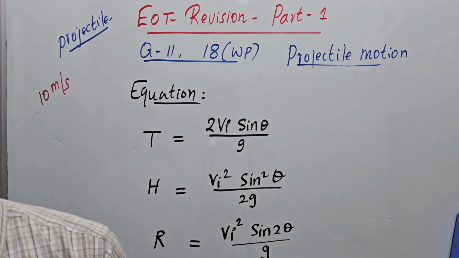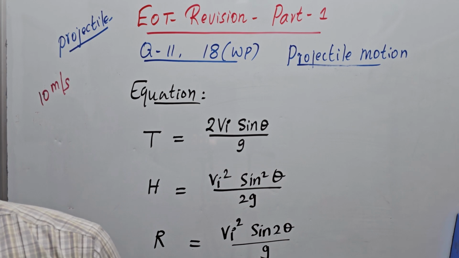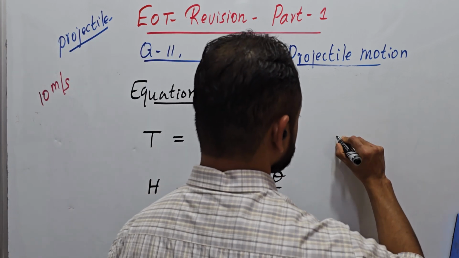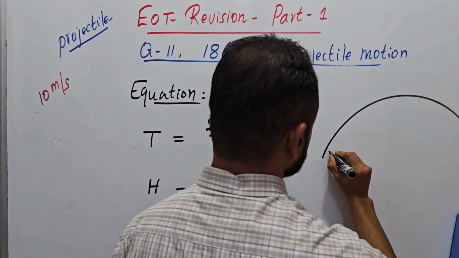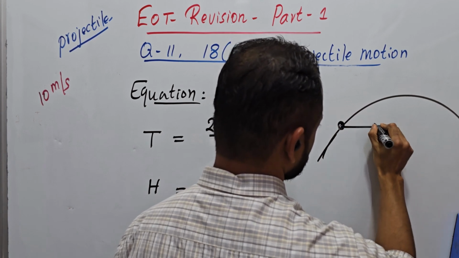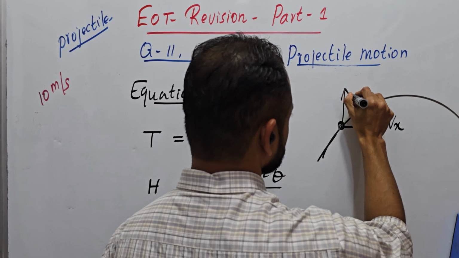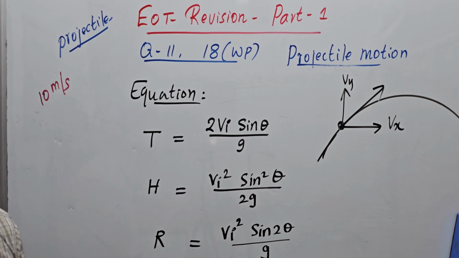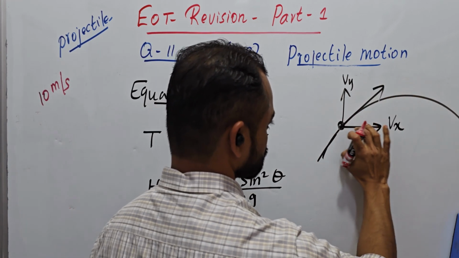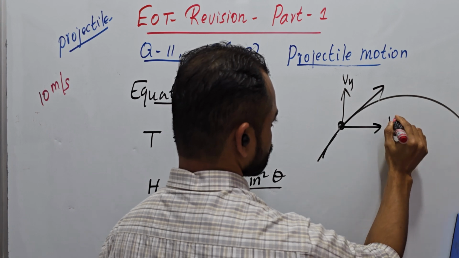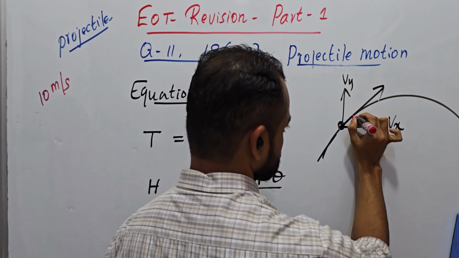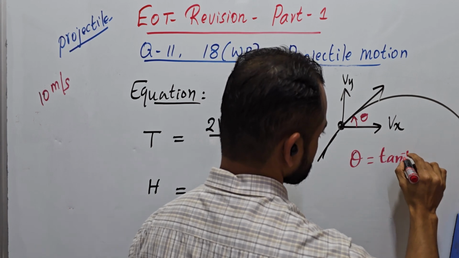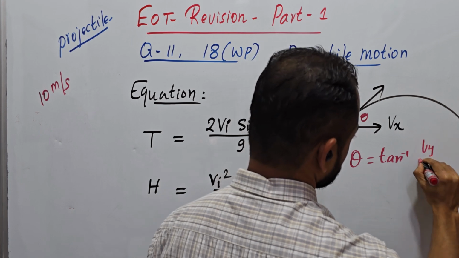Okay students, we will start the questions. Question number 3. Do you have any doubt? You asked about the angle, right? For example, this is the velocity here, like a projectile. It will have horizontal velocity vx and vertical velocity vy. We divide this velocity into horizontal direction and vertical direction. If you know the components Vx and Vy, we can calculate this angle theta. That is always the same thing: theta equals tan inverse of Vy over Vx.